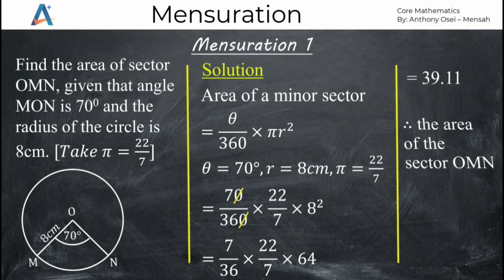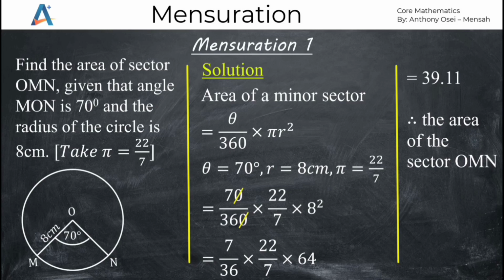39.11. So therefore the area of the minor sector OMN is equal to 39.11 centimeters squared. Since it is an area, the unit will be in centimeters squared, and the unit for the radius was centimeters, 8 centimeters. So since the unit is centimeters, it will be 39.11 centimeters squared. So finally, the area of the sector OMN is 39.11 centimeters squared.